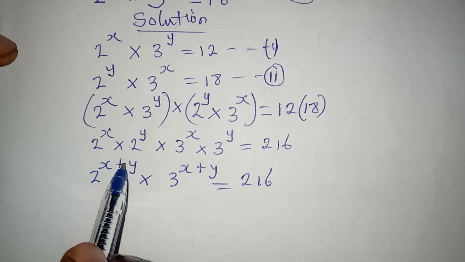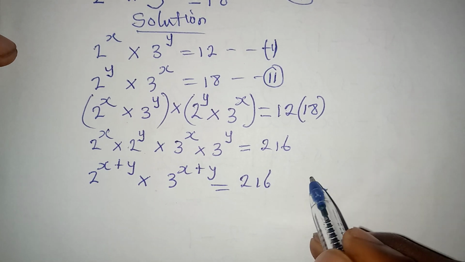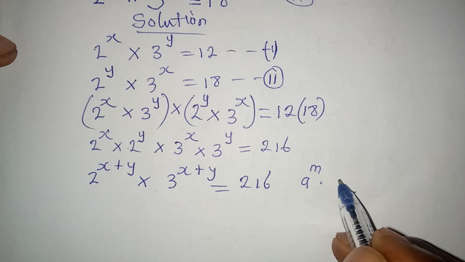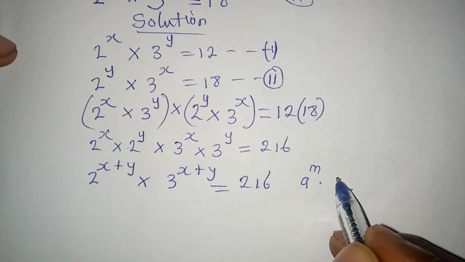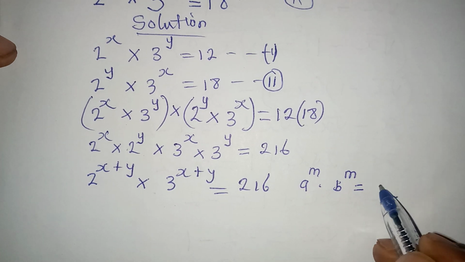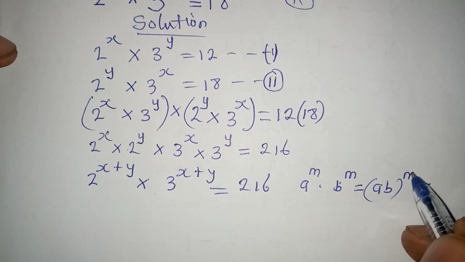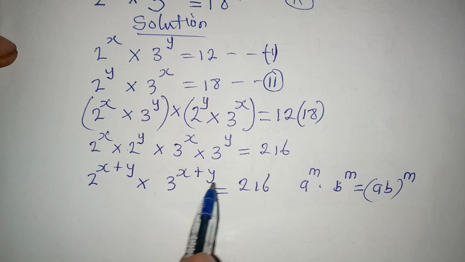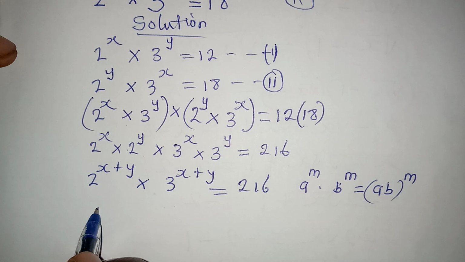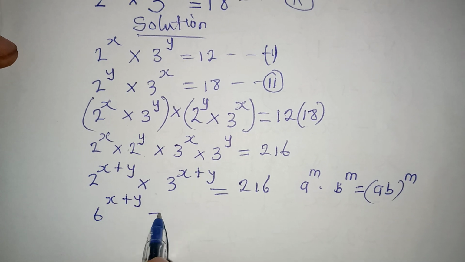Now, we are having the same powers, right? Remember, there's a law that says if you have a to the power of m multiplied by b to the power of m, this will be the same thing as ab to the power of m. So I'm going to apply the same principle here. So I'm going to have 2 times 3, which will give me 6, to the power of x plus y, and it's equal to 216.